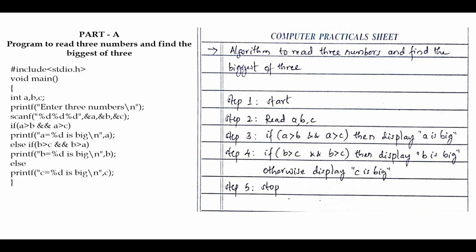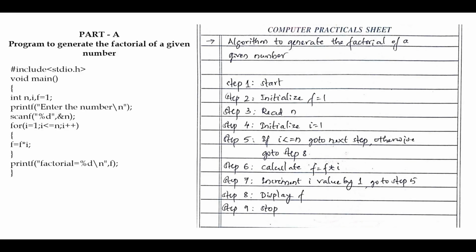Okay, got it? Next we are moving to the next program, that is a program to generate the factorial of a given number. You can see the program on the left side. We have 3 variables n, I and f, and we initialize f equal to 1, then enter the number, and using the loop we find the factorial of the given number.